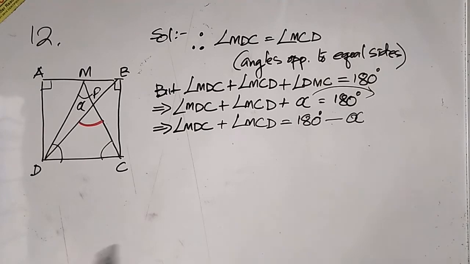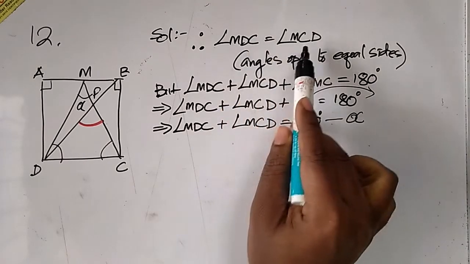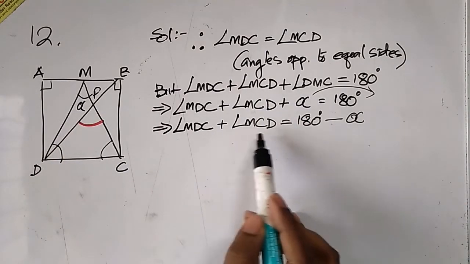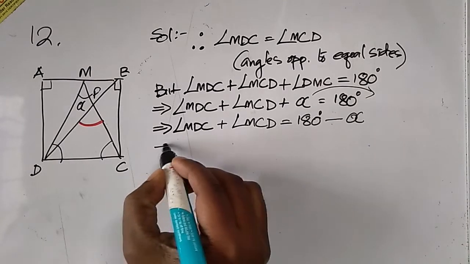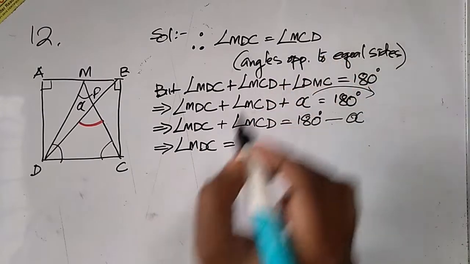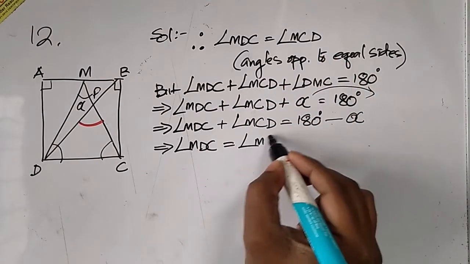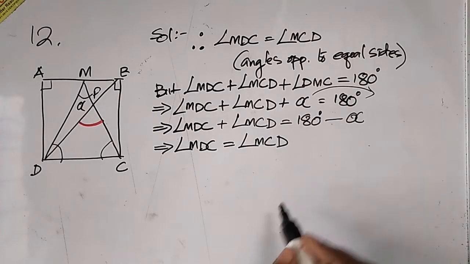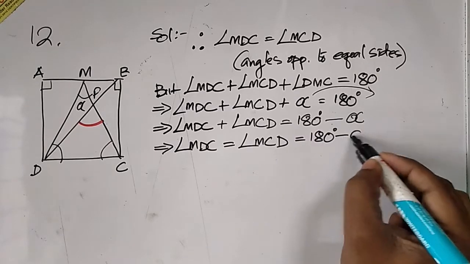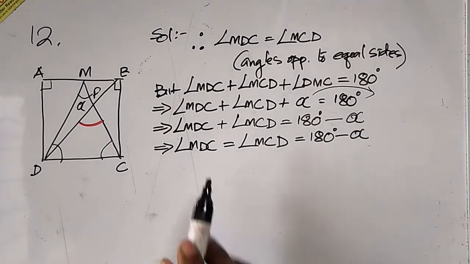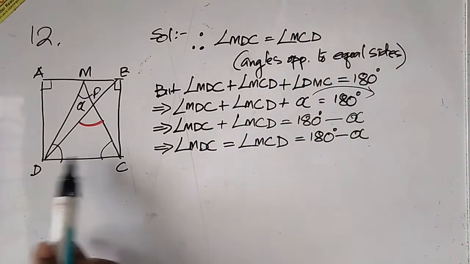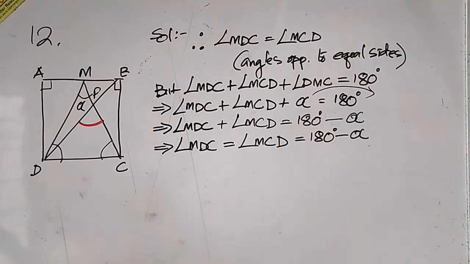Right? Now, one more thing. You remember that MDC is equal to MCD, right? MDC should be equal to MCD. So that is the reason why we'll be writing here that angle MDC is equal to MCD, which is equal to 180 degrees minus alpha. Why have we written MDC is equal to MCD? Because MDC is obviously equal to MCD, right? That is what we had proved earlier.